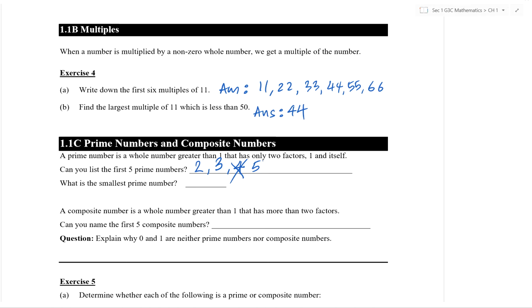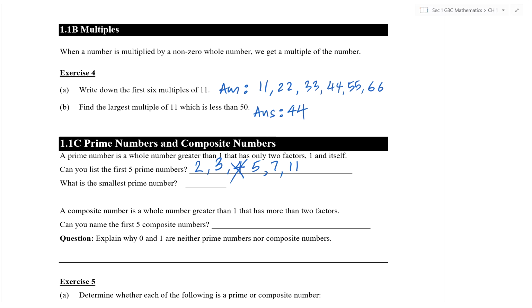What is the next prime number? Do you want to try 6? Or you know it's not the answer already? No, right, it's not. Okay, what's the next one? 7. Next one? Are you sure 9? So you think it's 9, right? It's 11. Okay, we have now listed the first 5 prime numbers.